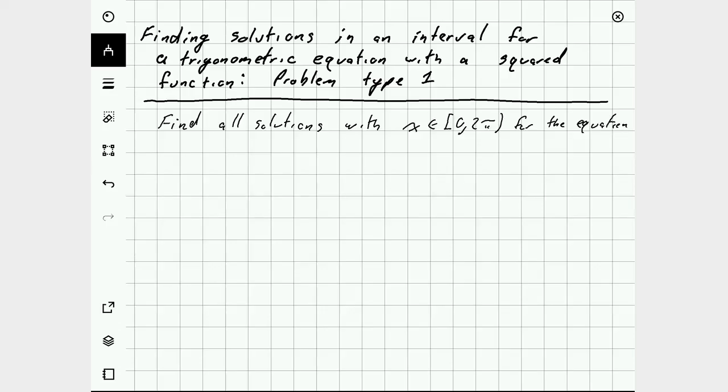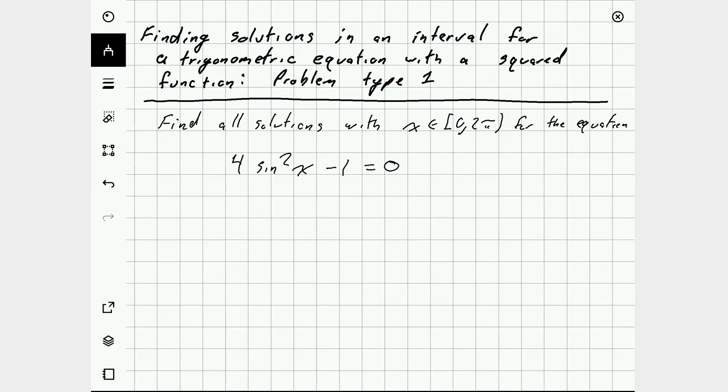Finding solutions in an interval for a trigonometric equation with a squared function. Problem type 1. Here we are looking to find all solutions with x in the interval from 0 to 2 pi, right? All solutions in an interval for an equation that involves something being squared. Maybe something like 4 times the sine squared of x minus 1 is equal to 0.